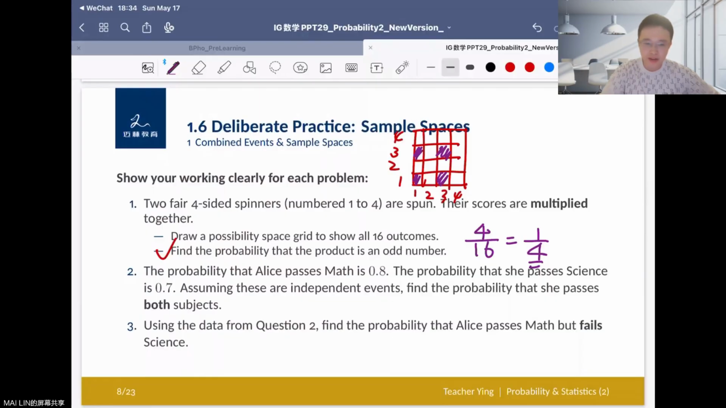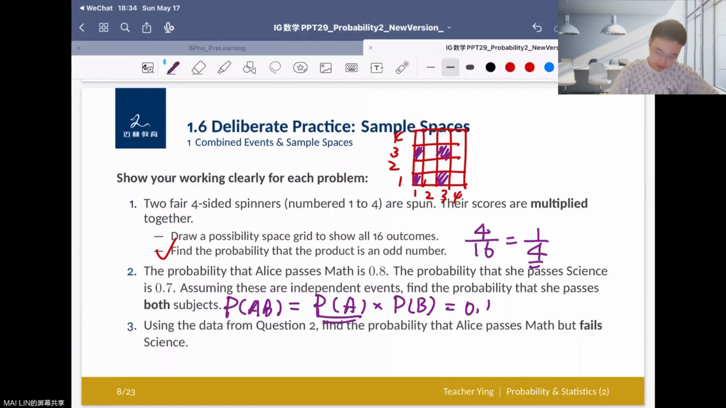And for the second problem, you can find here that the probability that Alice passes math is 0.8 and the probability that she passes science is 0.7. Assuming these are independent events, find the probability that she passes both subjects, okay? So we have said that using the rule, P(A and B) happening at the same time equals P(A) times P(B), right? P(A) means the probability for A to happen, so the probability here is 0.8. And P(B) here equals 0.7. So you can multiply them together, that is 0.56, okay?